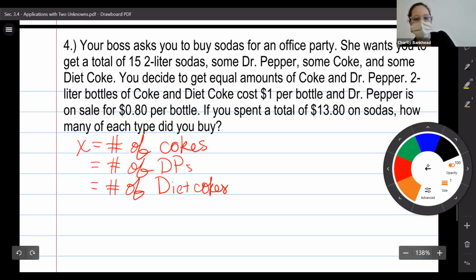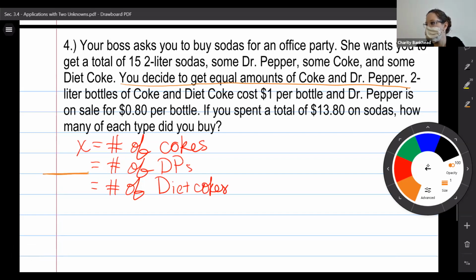So if we read the problem again, it says you decide to get equal amounts of Coke and Dr. Pepper. So what could I write here to represent number of Dr. Peppers? Just x, because it's the same.